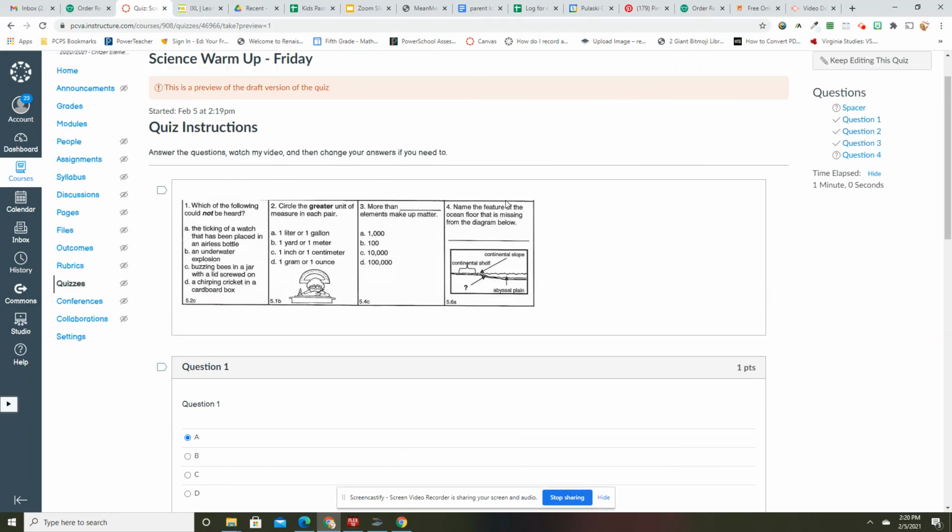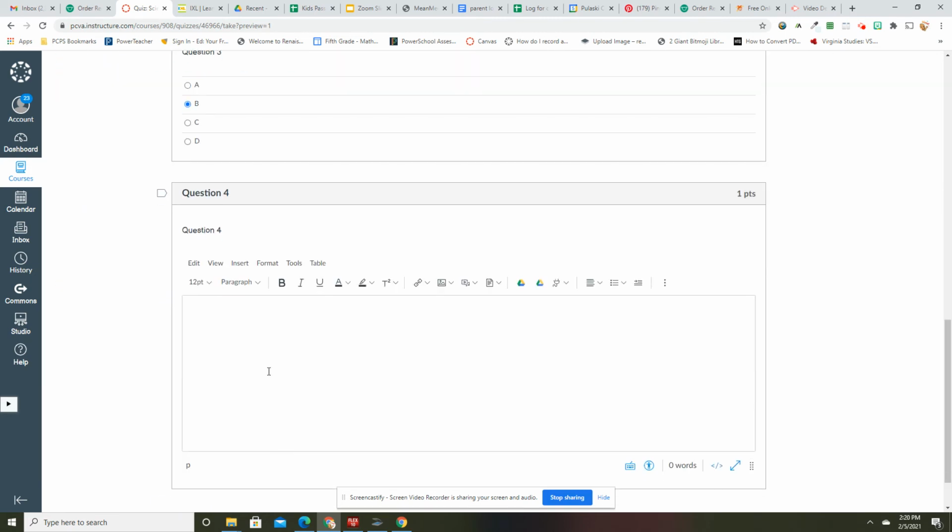And then the last one, name the following feature of the ocean floor that is missing. So we have the continental shelf, the continental slope, so it would be the continental rise. I'm just going to put Z rise.